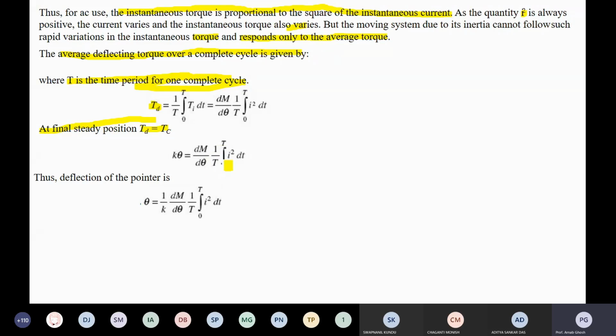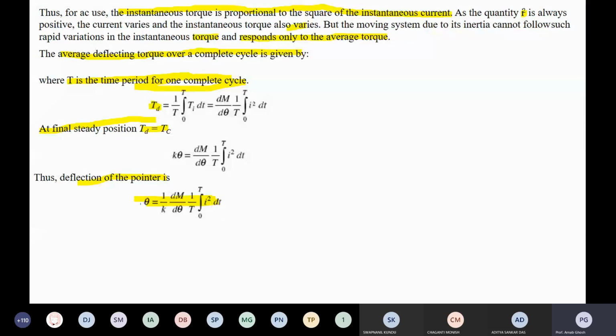So again you can observe that your theta is directly proportional to the I square. Okay, so it may be changed. Before that, next one. Here you can see different types of electrodynamometer applications.